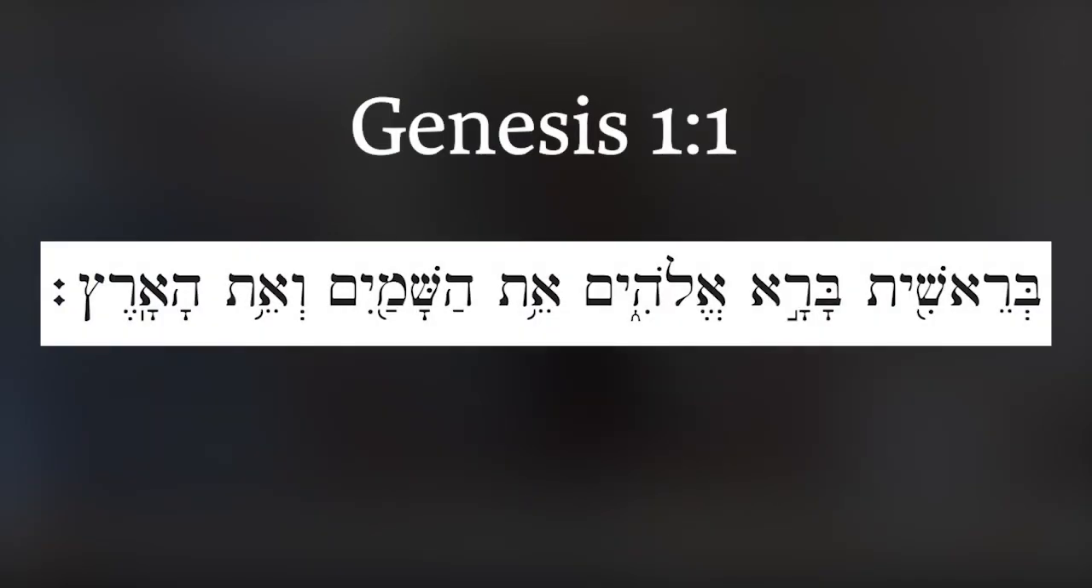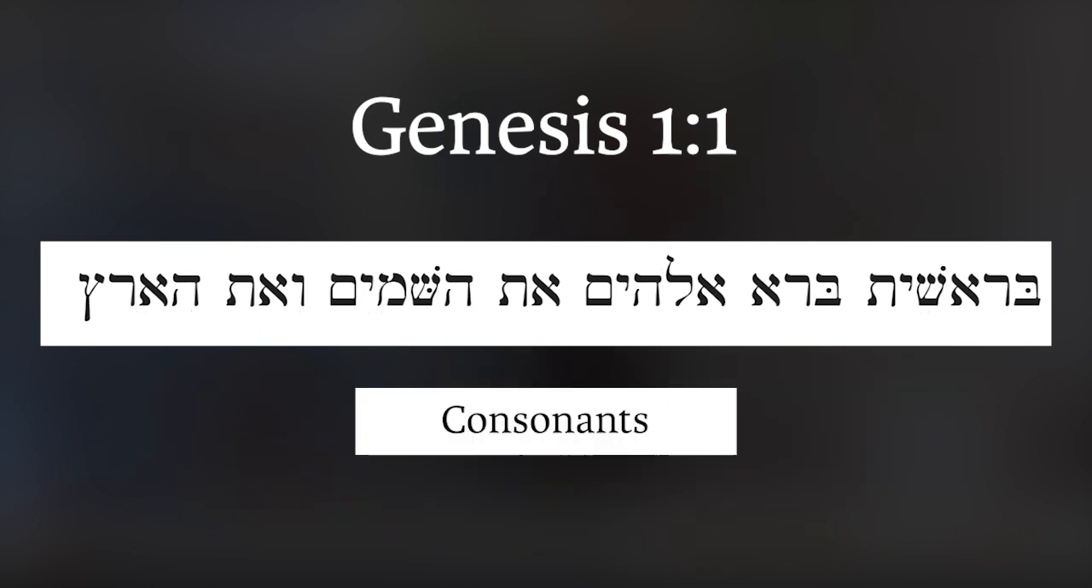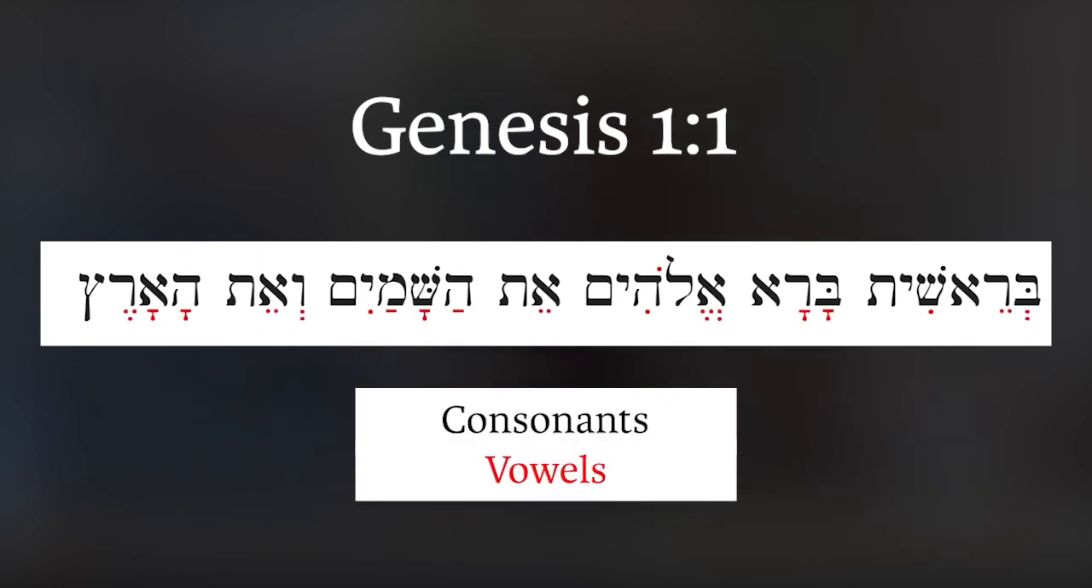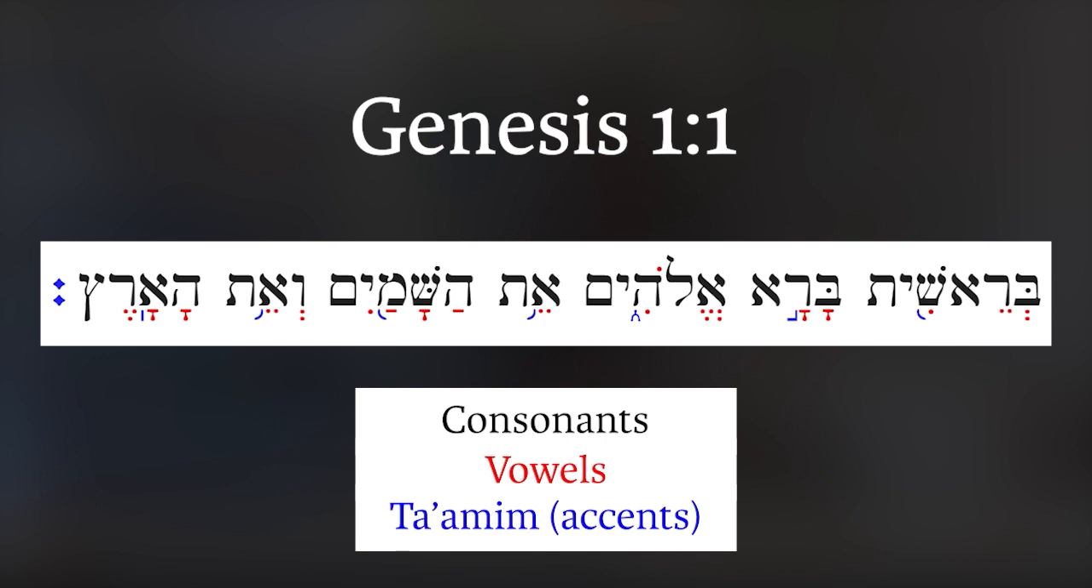The biblical text itself is formed up of 3 different strands: the consonants, the consonantal text, and then a series of dots and dashes above and below those consonants, and sometimes in the middle of the consonants themselves, representing the vowels. But then, in addition, a whole other set of lines and dots which represent the accents.